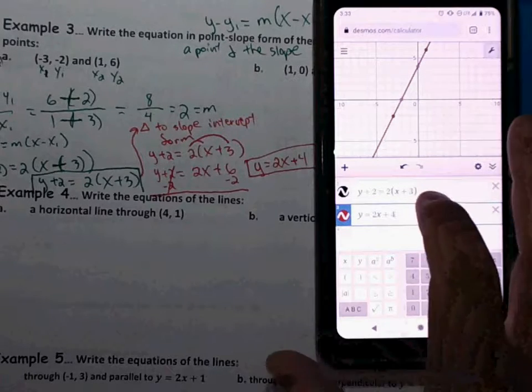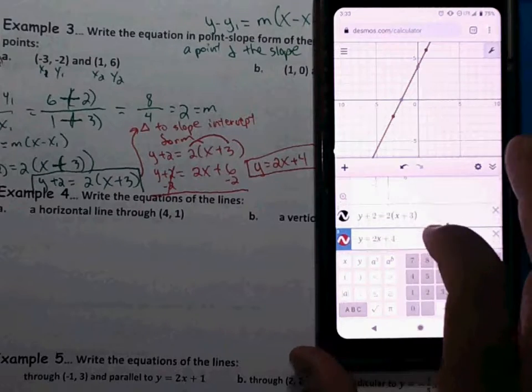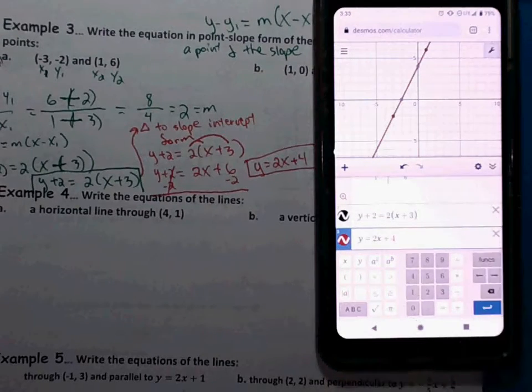So the first thing I did was enter my table. Second thing I did was enter my point slope form, and the third thing I did was enter my slope intercept form. And it basically told me that all of my math to this point was right. So it's a way for you to check yourself. When you're at home, and you're in flex, and you're in another class trying to get your homework done before class.